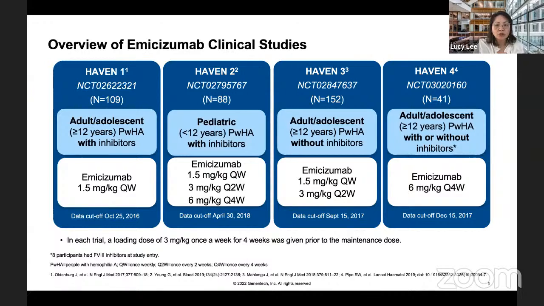Here again is a closer look at the HAVEN 1 through 4 program, for which there have been primary analyses and publications, as well as long-term analyses. They span the range of pediatric, adolescent, and adult patients and evaluated the safety and efficacy of approved dosing regimens.